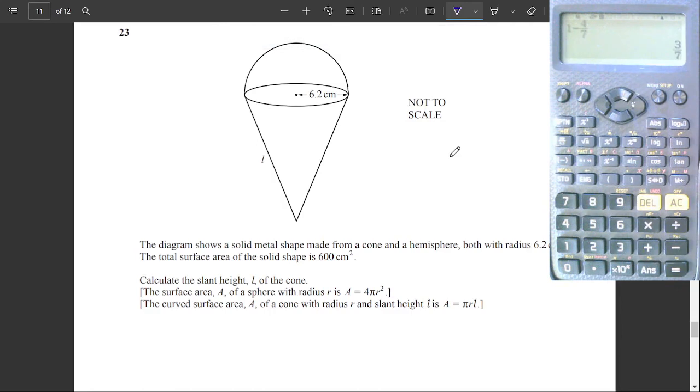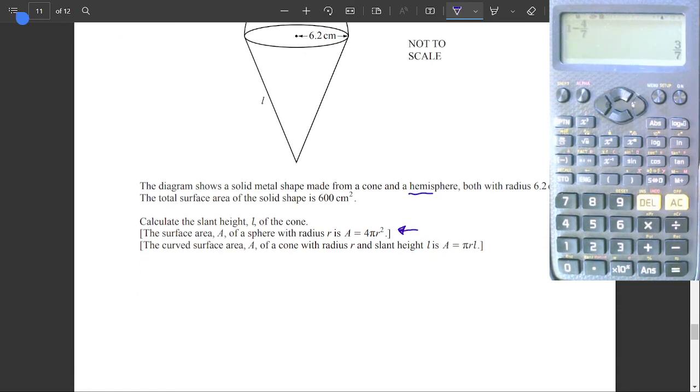Question 23, last question on the paper. Okay, gives us a lot of information. Don't forget that a hemisphere is only half a sphere. Got the radius, give us the total surface area. Let's start with this first formula here. Okay, let's work out the surface area of the hemisphere.